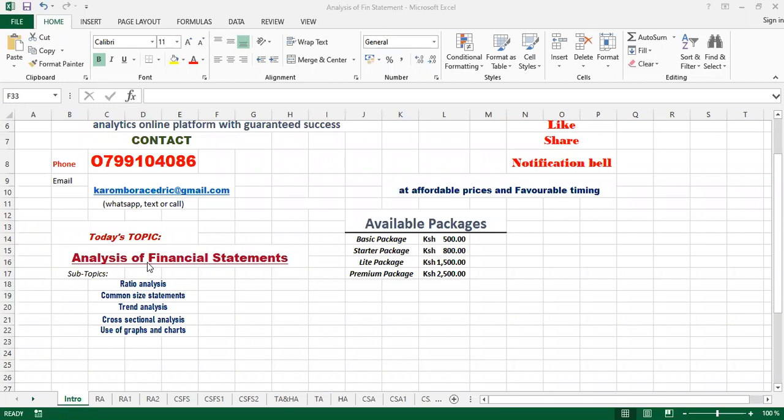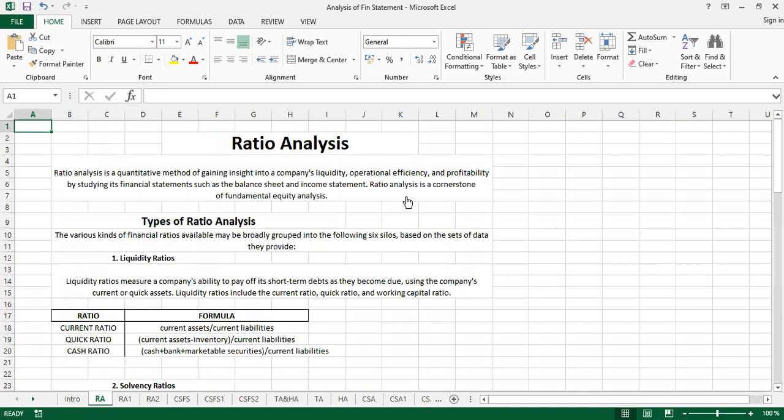So the subtopics will be the ratio analysis. Also, we'll do some common size statements. We'll do trend analysis. We'll do cross-sectional, and we'll use graphs and charts. And you can see we have just arranged them. Like you can see this one, RA, this one is ratio analysis. Let me click on it. You can see we also have some notes under there.